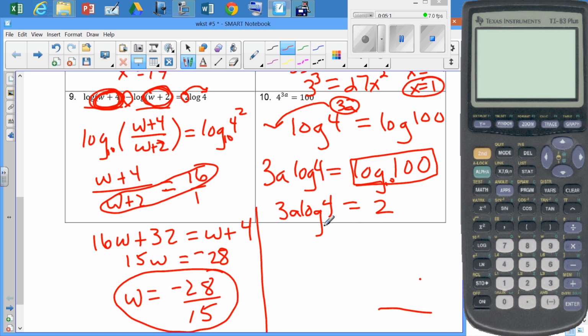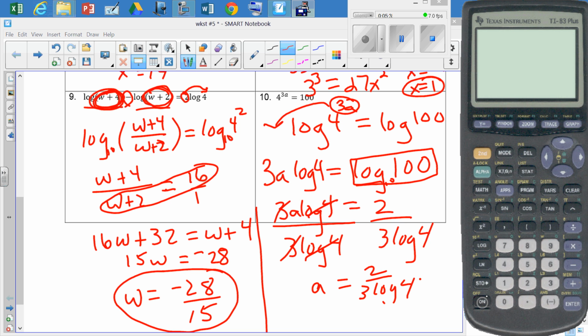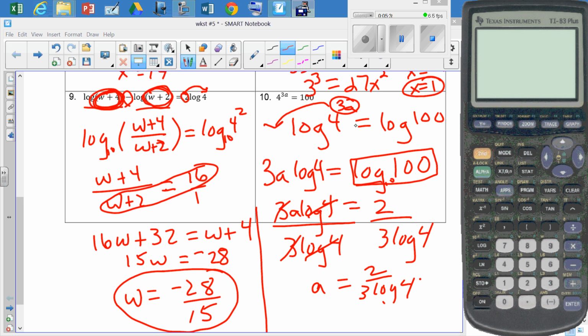And so we need to solve for a, which means I'm going to divide by 3 log 4. That's a number. There's no variables in there. Now the 3's go, the log 4's go, and I am left with a equals 2 over 3 log 4. If you're going to give me an approximation in decimal form of this, let's approximate to 3 decimal spaces so I can get my calculator to work here. Sometimes I got to reset this thing.